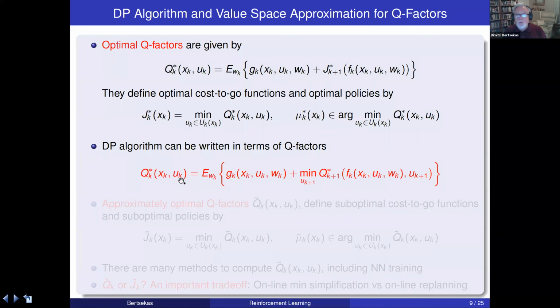Of course, it involves more storage, okay? There's a lookup table that we generate for every state control pair. There's a Q factor.